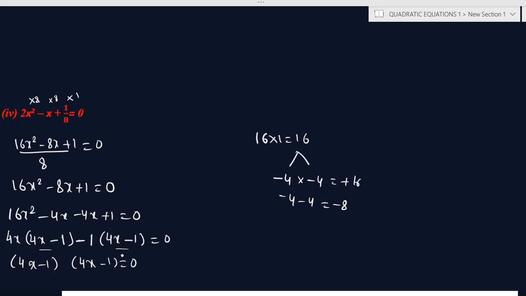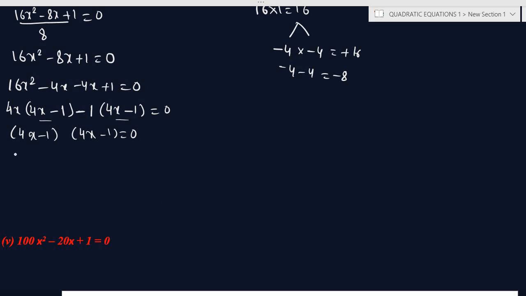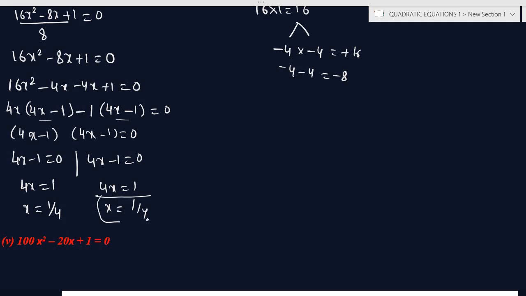What happens now? I'll make 4x minus 1 is equal to 0. 4x is equal to 1. x is equal to 1 by 4. This is the answer for the given equation. We are getting two equal solutions.